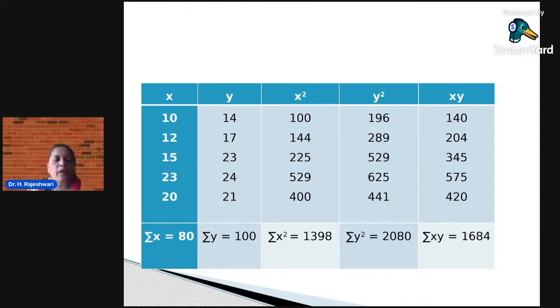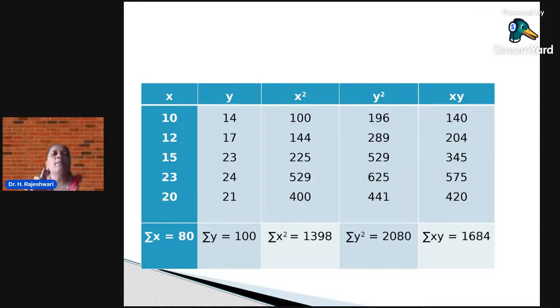That means square these y values, add all this, and you'll be getting sigma y square. Then xy, that means this value into this value. 10 into 14 gives you 140. 12 into 17 gives you 204. Like this, you are finding out the xy value, and then you will be getting sigma xy.